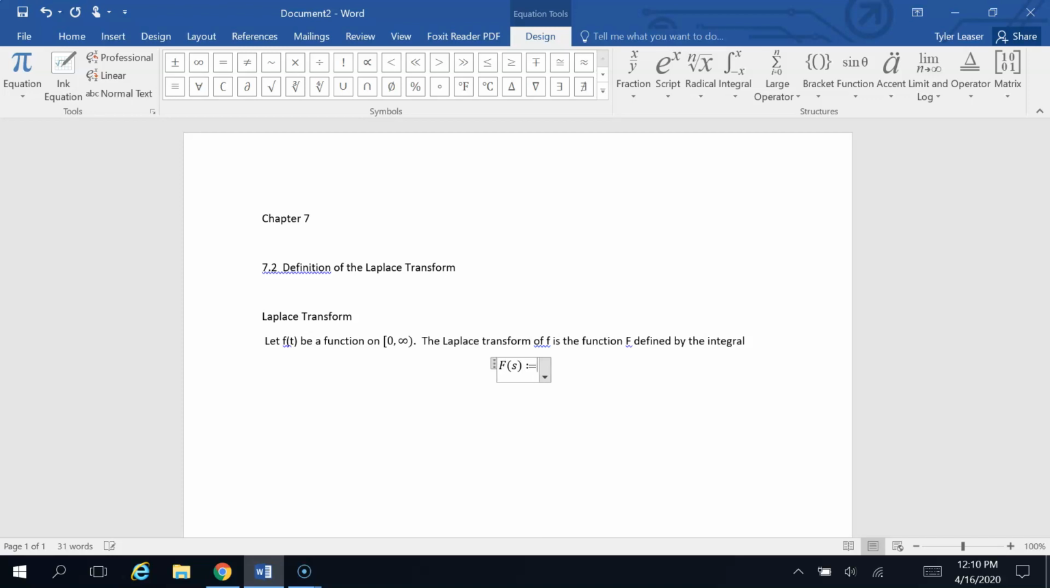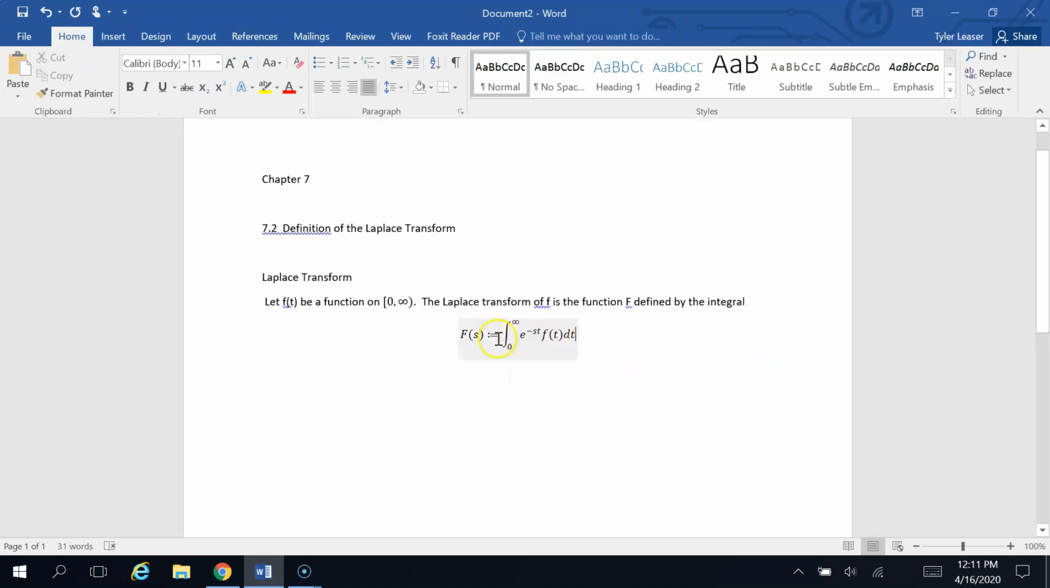Our transformation we're going to define as capital F of s. So s is this new variable that we're doing, and we're defining this to be equal to an integral. My integral is going to go from 0 to infinity, so this is going to be an improper integral of e to the negative st, and remember t is the variable of the original function, times our original function f of t dt. Okay, so this integral is what we're going to define to be our Laplace transformation. We're going to take our function, multiply it by e to the negative st, and then we're going to anti-differentiate with respect to t as the integral goes from 0 to infinity.